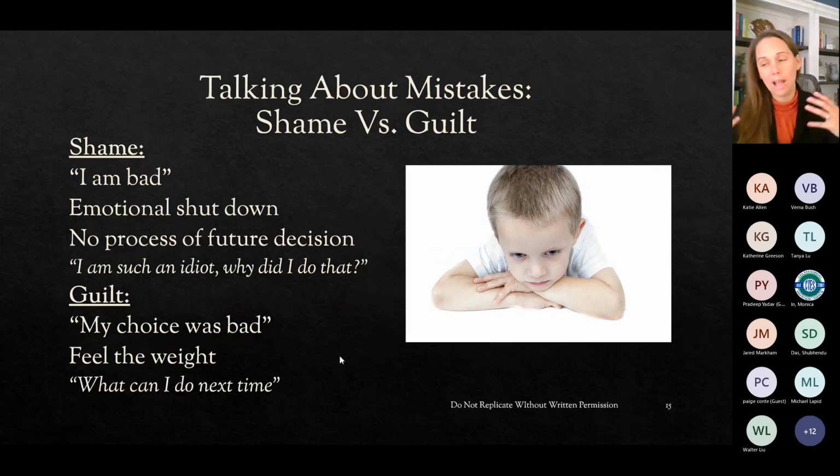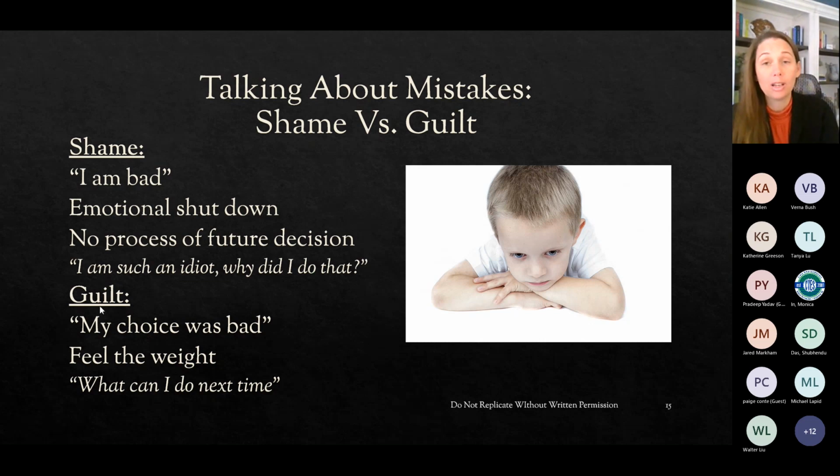And then let's talk about how we talk about mistakes with our children. Mistakes we make, mistakes they make. Shame is language that we use that says you are bad. What's wrong with you? You didn't do that, did you? I cannot believe you did that. There's an insinuation that you as a person are bad. An internal thought is, I'm such an idiot, I'm such a failure, why did I do that? The problem with shame is it shuts you down. You're flooded with emotion and you're not thinking through, well, what decision can I make next time? You're more likely to not talk about it than you are to talk about it.